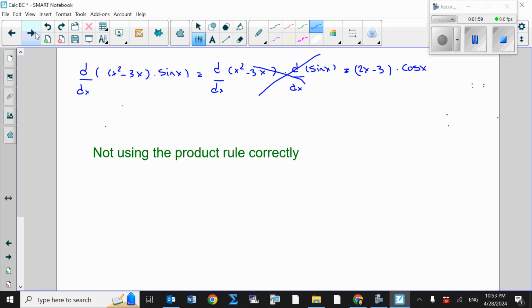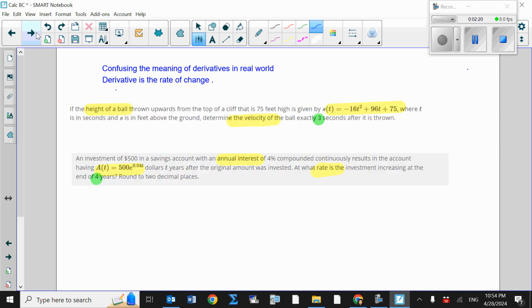In this example, we have the product of two functions. They know that they need to use the product rule, but they simply don't use it correctly. They just take the derivative of the first one times the derivative of the second one, which is wrong. So they need to be reminded about the correct way of using the product rule.